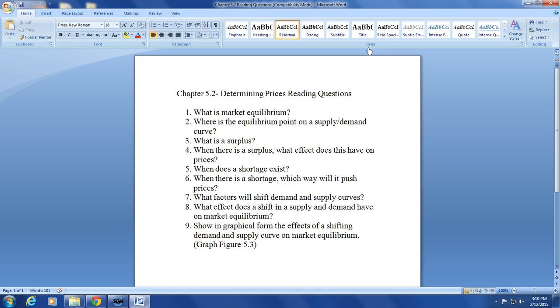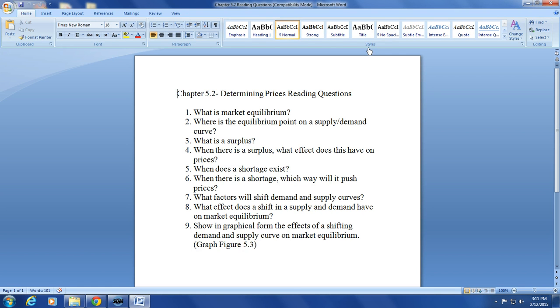All right, so now we're going on to number 5. When does a shortage exist? If you look on page 105, you can see the definition of a shortage. A shortage exists when the quantity demanded exceeds the quantity supplied at the price offered. So quantity demanded is going to exceed quantity supplied when you have a shortage of something.